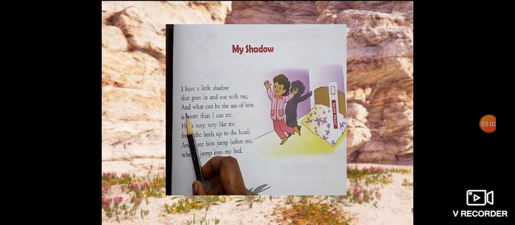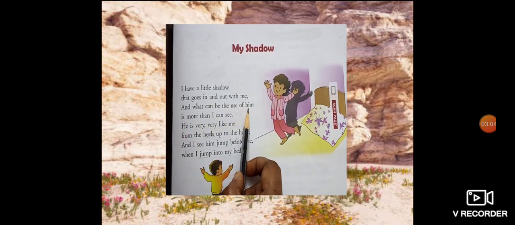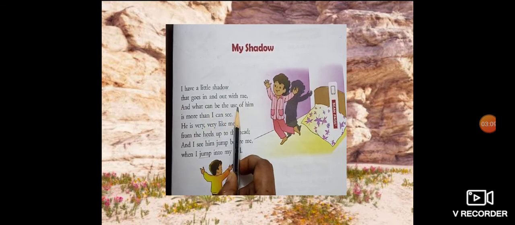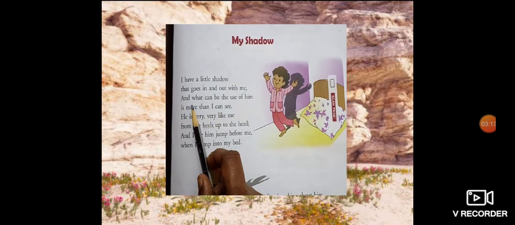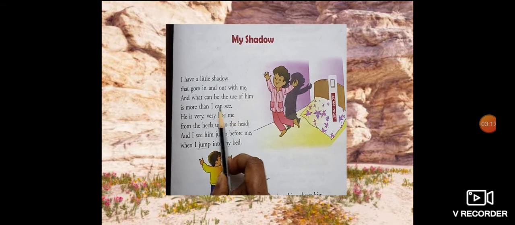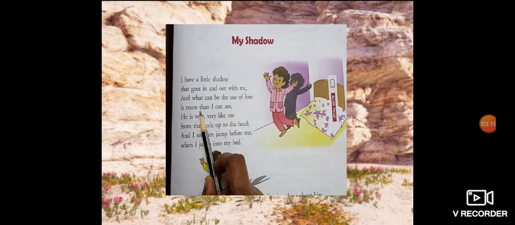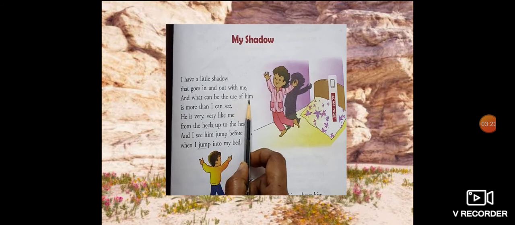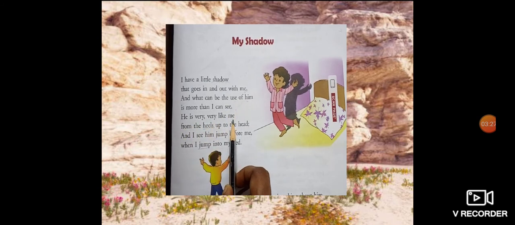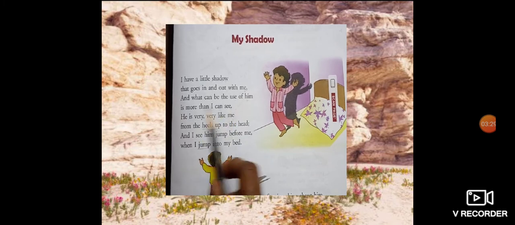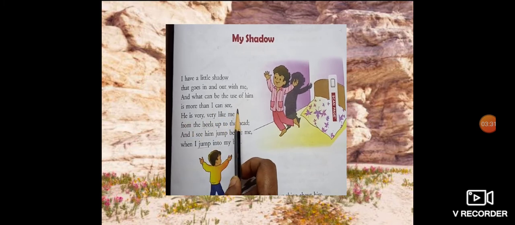And then the third line, and what can be the use of him is more than I can see. What is its use? Other than what we see, what more use can it have? What can be the use? He is very, very like me. What does it mean? It looks just like me.